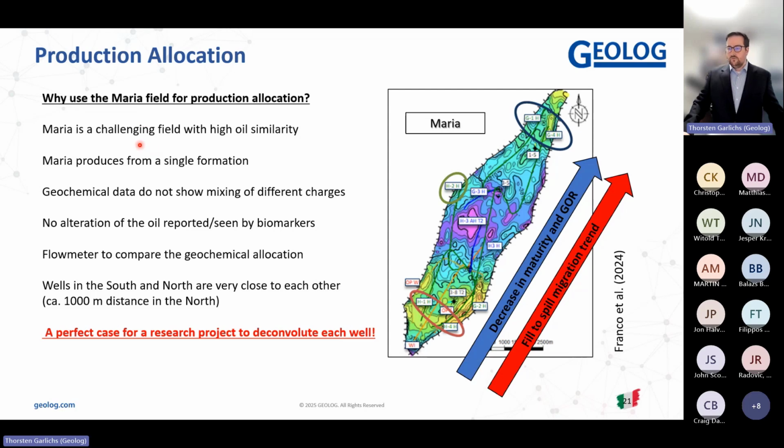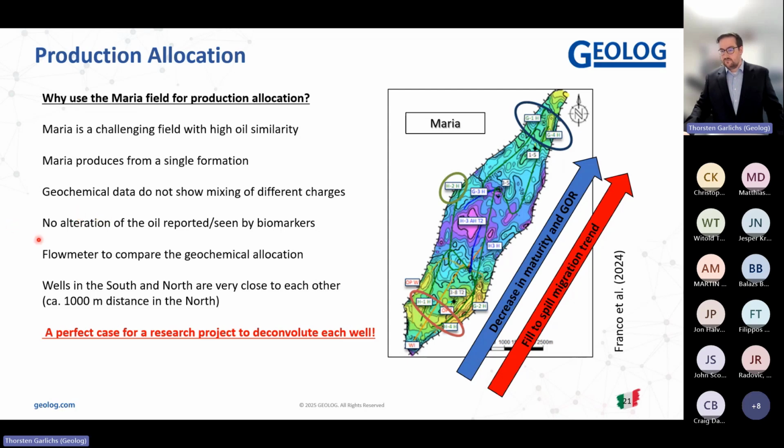We produce from only one formation. The geochemical data did not show a great unmixing when we use the biomarkers. They used mainly north and south. This was very good, differentiated, but within the wells, it was always tricky. However, which is qualifying Maria for a potential production allocation study, we have no alteration effects seen so far. And this was not so reported and also not seen by biomarkers.